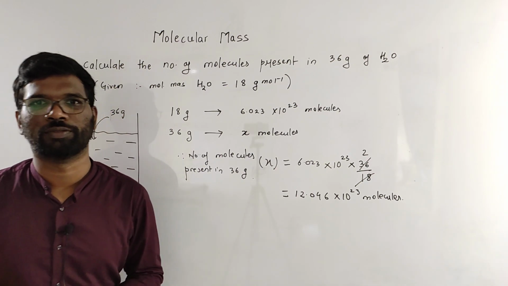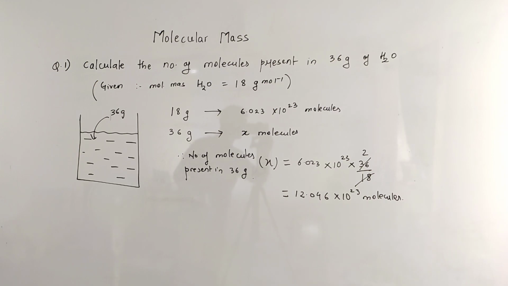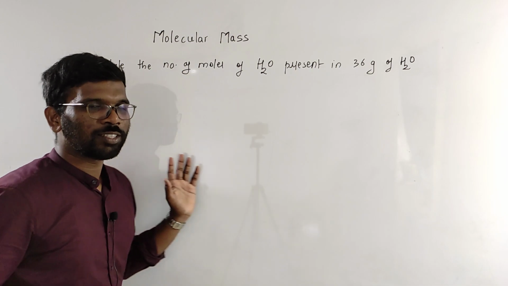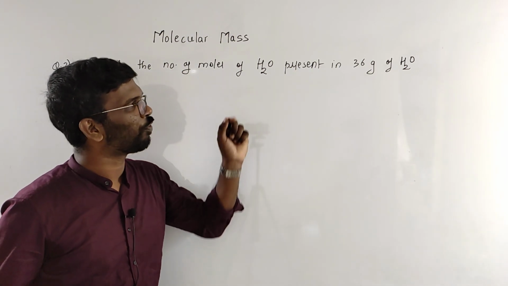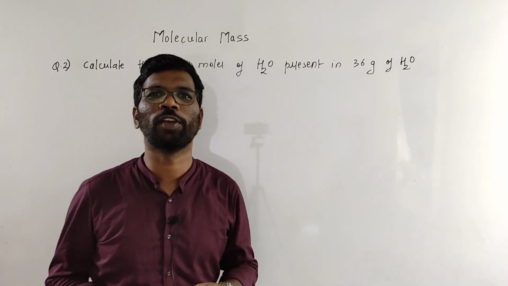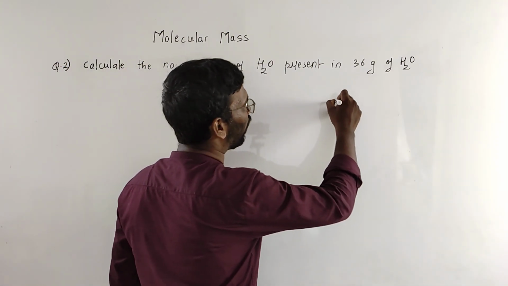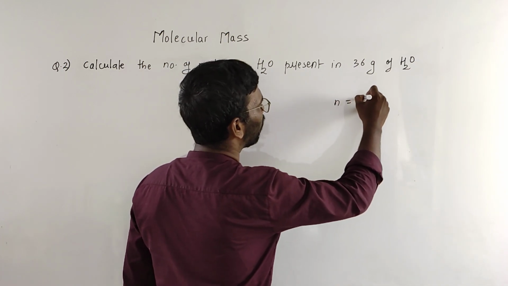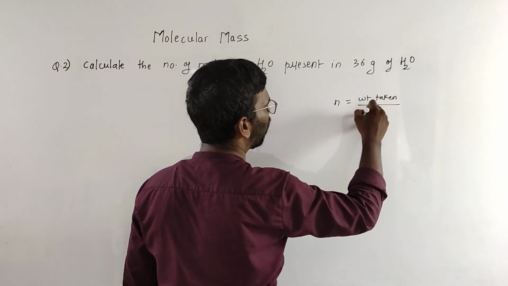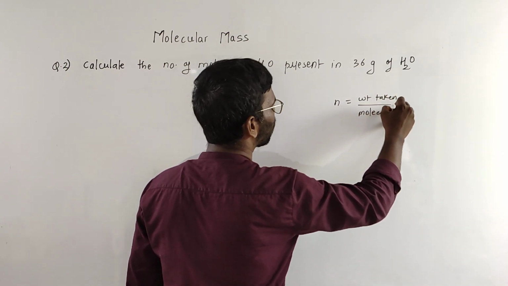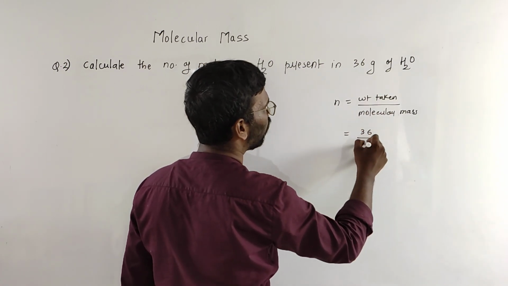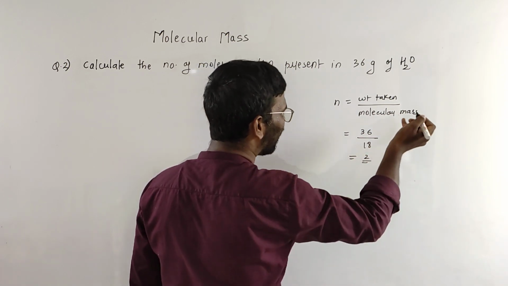Let's take one more question. Second question is, calculate the number of moles of H2O present in 36 gram of water. We have a formula to calculate number of moles, that is weight given upon molar mass, or molecular mass. So here weight taken is 36, molar mass is 18. So this is equal to 2. We can get it by this formula.